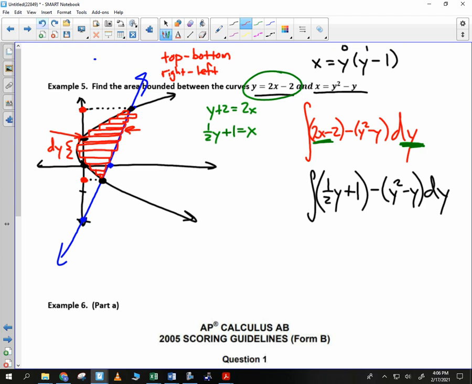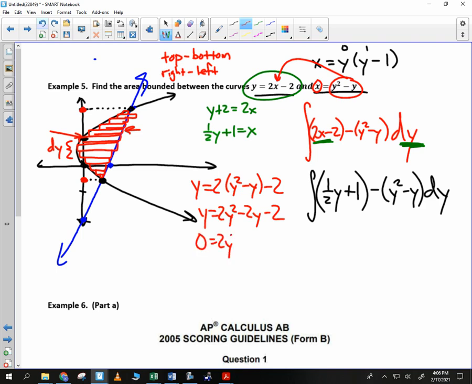Well, how do we do that? Well, it's not too bad. You have some options here. In fact, we know that x is equal to this guy, so I'm just going to take this and dump it in for x. And so I have y is equal to 2 times y squared minus y minus 2, or y equals 2y squared minus 2y minus 2. If I subtract the y, I get 0 equals 2y squared minus 3y minus 2.